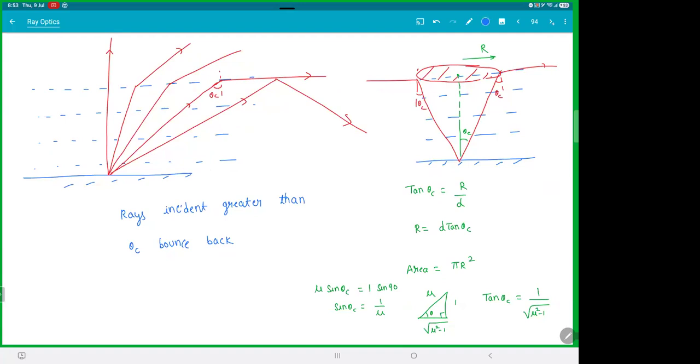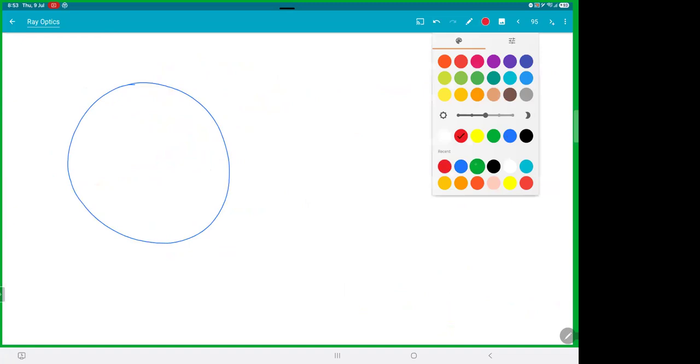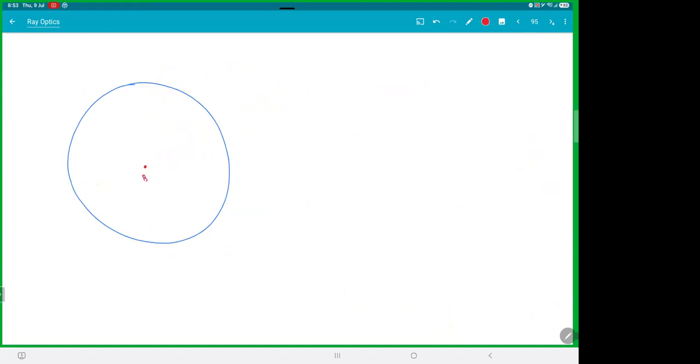Now what about the power part? Now the power part, think of it like this. Imagine there was no water. What would have happened? If you just have the bulb at the center, this bulb B is generating power P in all directions. So you're having power P in all directions. Now your disk which is there, the disk is in this part of the area.